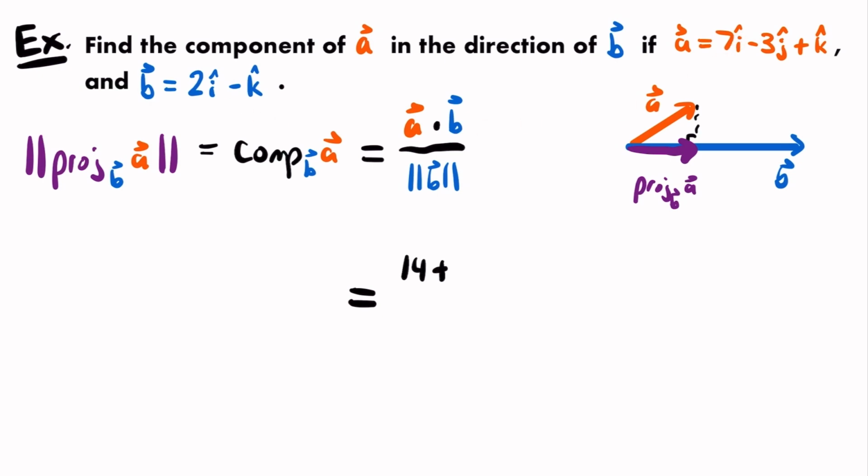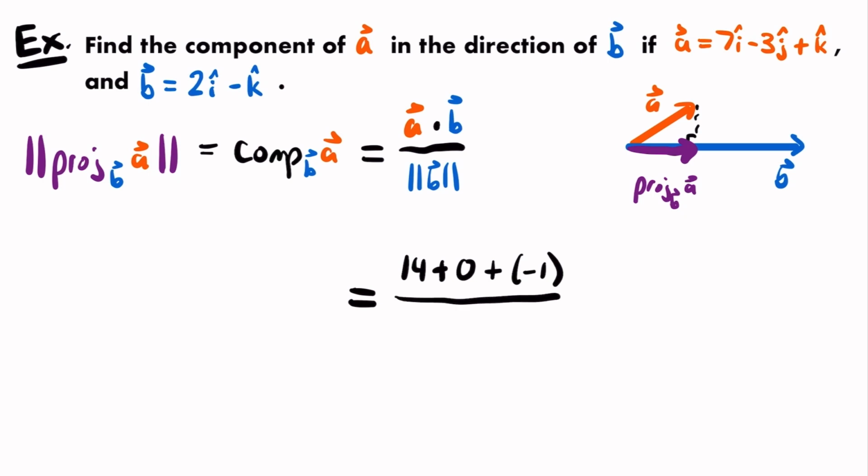So we'll have 14 plus the product of our y components. So we'll have -3, the coefficient of j, times 0, right? Vector b doesn't have a j term, so that means that the y component must be 0. So we have -3 times 0, which is 0. Then we'll add that to the product of our z components, which are 1 and -1, right? Those are the coefficients of k. And 1 times -1 is -1, okay?